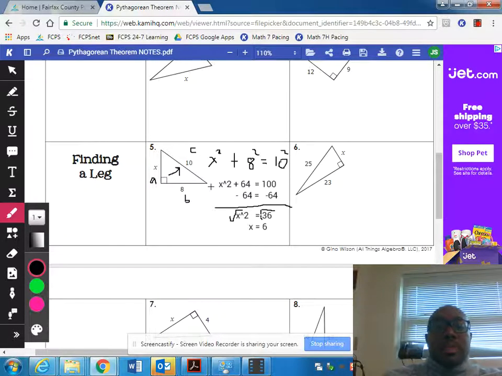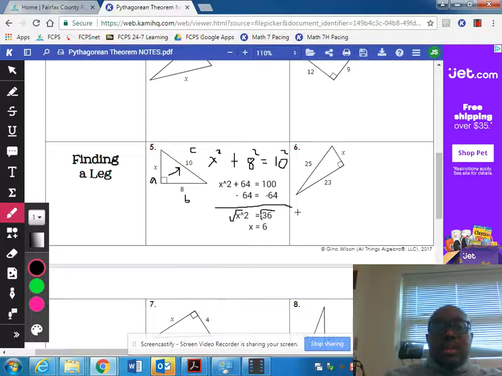So I'll plug everything into my formula. A squared plus b squared equals c squared. We have x squared plus 8 squared, the other leg, equals the hypotenuse squared, so 10 squared. 8 squared is 64, 10 squared is 100, and now we just have to solve the equation. I have to get rid of this 64 first, so I'll subtract 64 from both sides, and 100 minus 64 gives me 36.